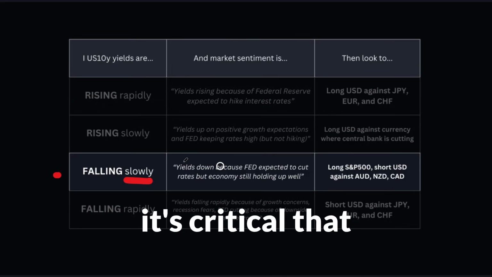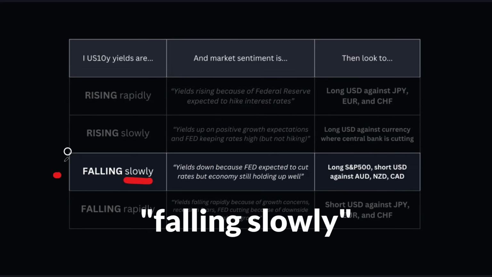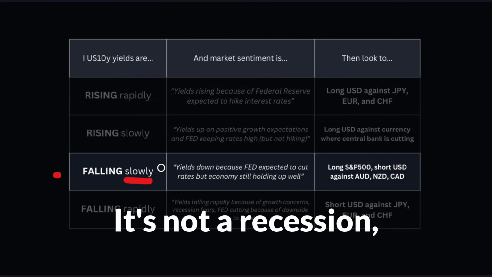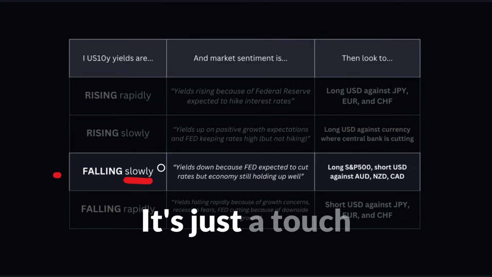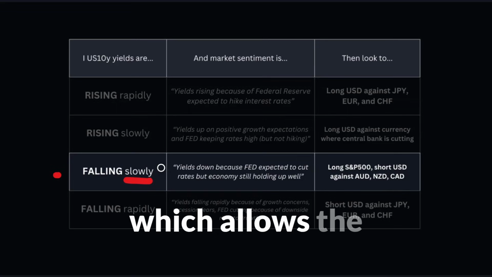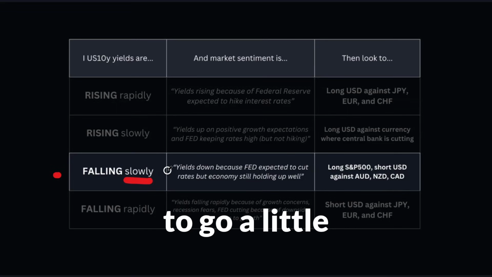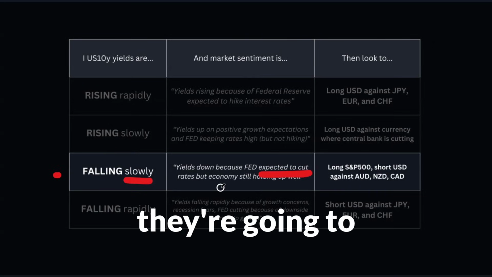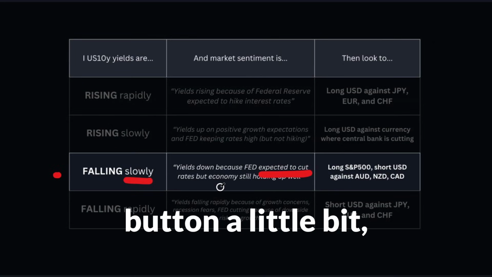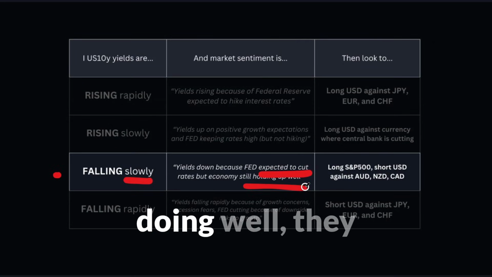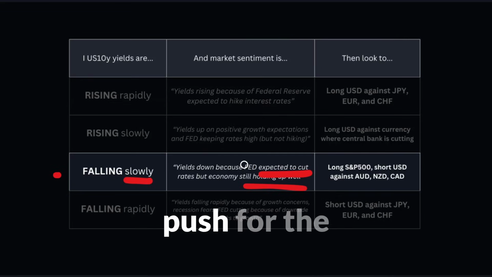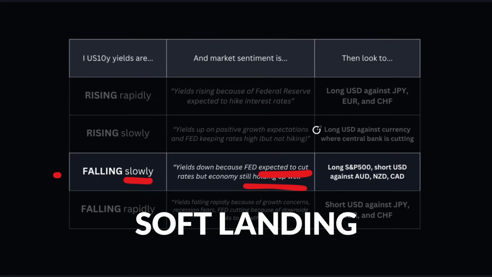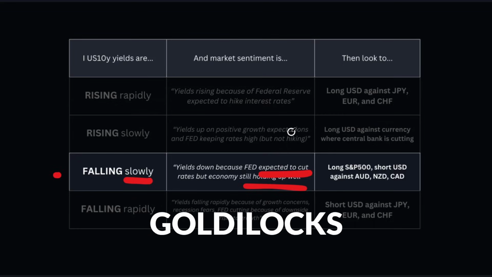Again, it's critical that you understand that in the falling slowly regime, the economy is not crashing. It's not a recession. It's not a major slowdown. It's just a touch softer data, which allows the Federal Reserve to go a little easier with their monetary policy. They're going to cut rates, they're going to push the stimulus button a little bit, but nothing huge because the economy is still doing well. They don't need to push for the stimulus as much as possible because they have to lift the economy. No, this is the soft landing scenario, okay? This is the Goldilocks scenario.